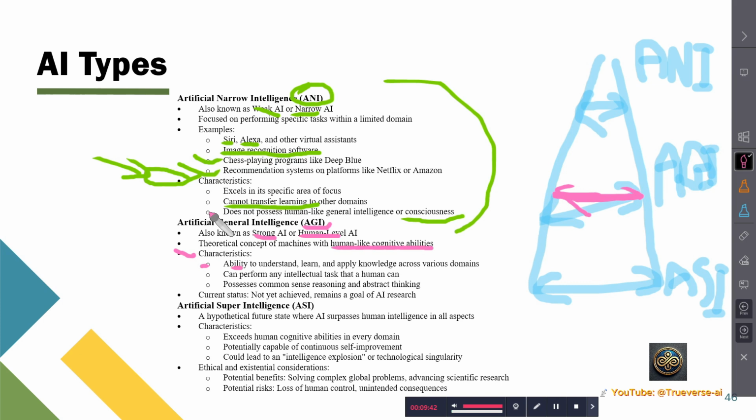As for the current status, AGI has not yet been achieved. Even now, it remains a goal of AI research, with scientists and engineers working to create systems that approach this level of intelligence. AGI is often considered the next major leap in AI research. If developed, it could lead to significant technological achievements, but it also raises ethical concerns. The current issue we are dealing with is how such a system would be controlled. This is AGI.